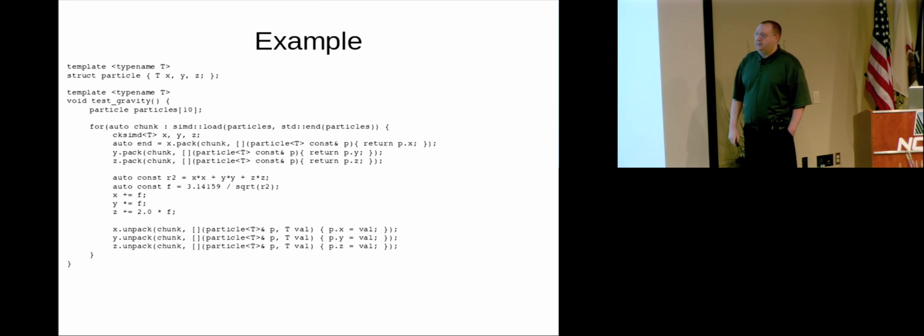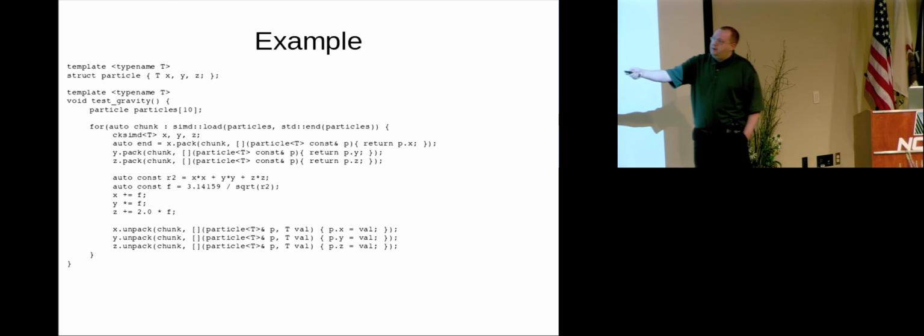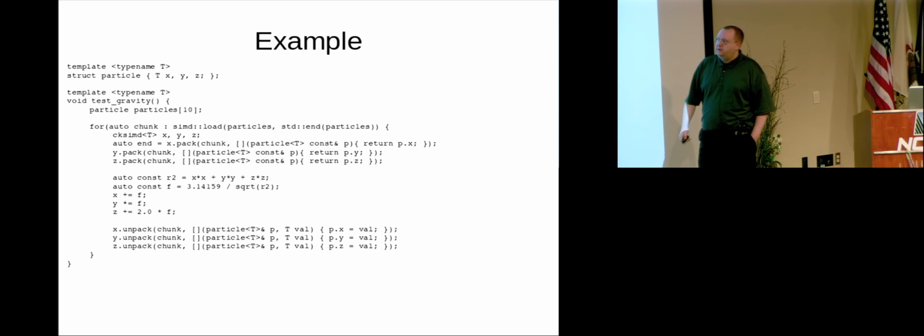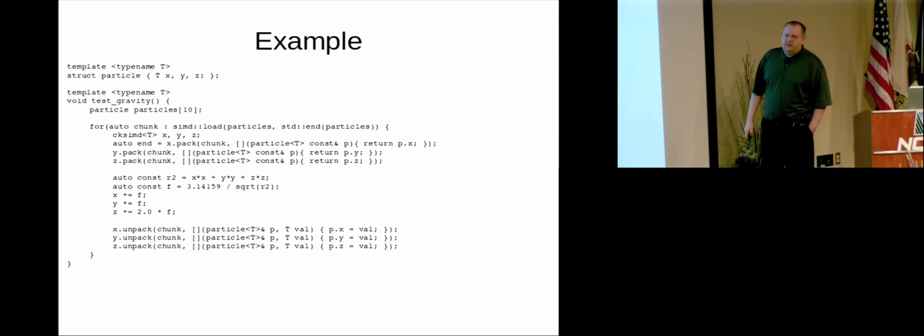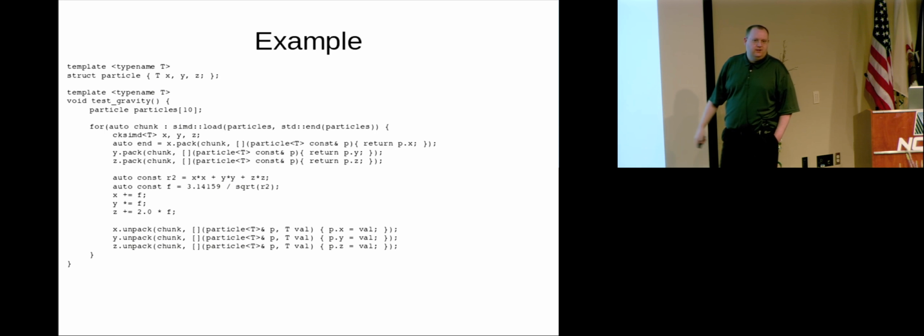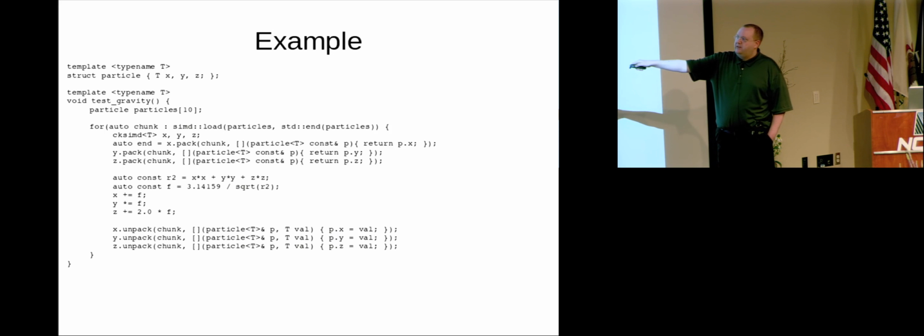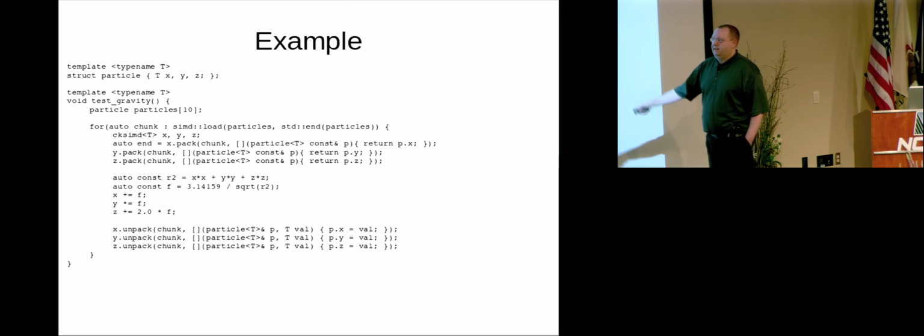Okay, so let's take a little example. Let's say that you have some particle type and it knows about your three-dimensional position in space. It's not a very useful particle, but there it is. And we want to run a little test. So we make 10 particles, and then we iterate over these 10 particles by just calling the load function, passing in a set of iterators. And it gets back a chunk. The SIMD library knows what a chunk is, but thanks to C++11's auto, you don't need to worry about what that is.